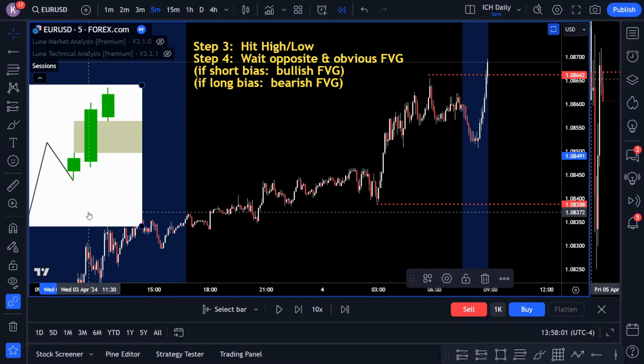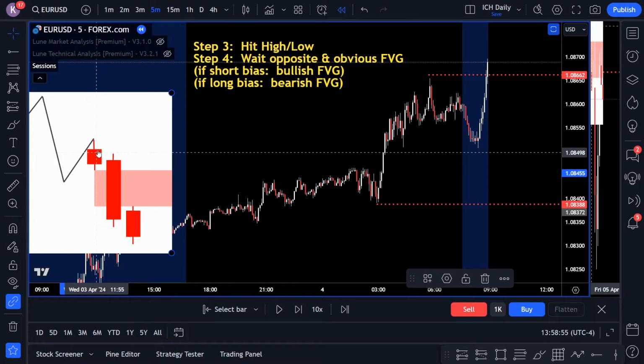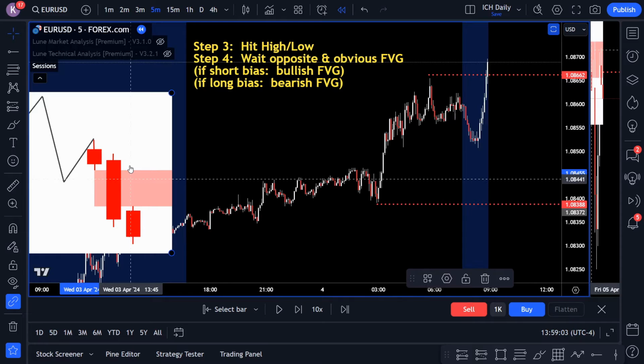So in case you don't know, a fair value gap is a 3-candle pattern. For a bullish fair value gap, essentially the high of candle 1, the wick, is not overlapped by the low of candle 3. So this shaded area is the gap. And then the same for a bearish fair value gap. The low of candle 1 is not overlapped by the high of candle 3. So this shaded is the gap.